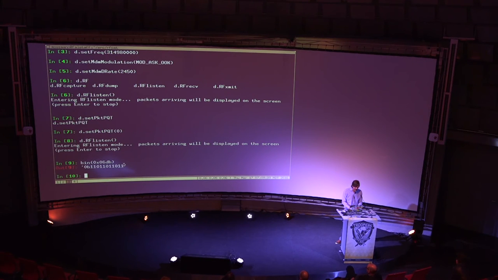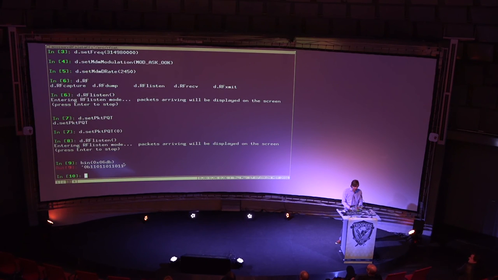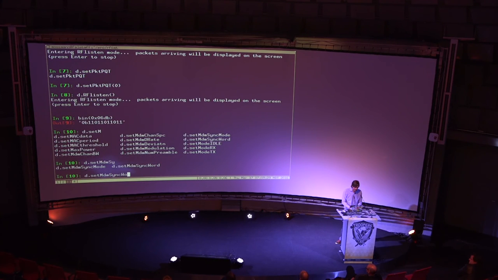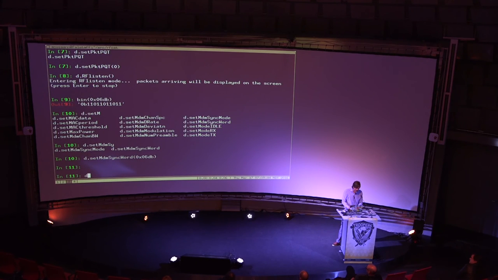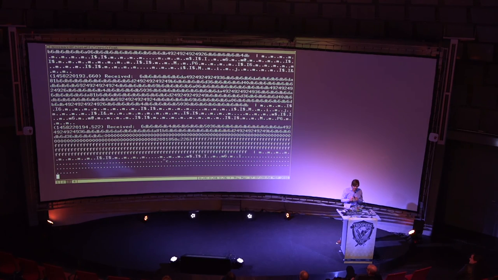So let's set that, what's the command? It's d.setModemSyncWord. And I will make it 06db, which I could just set in binary. I could put 0b0000, et cetera. Now let's see if we start picking it up. Oh, there we go. Okay.